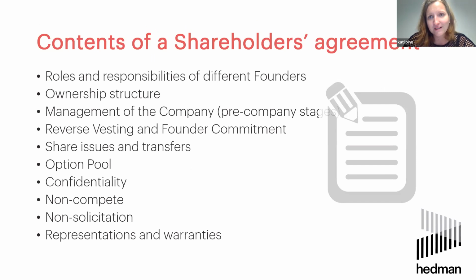Contents of a shareholders agreement. It can differ, but this is generally the idea of what is included in a shareholders agreement. First of all, the roles and responsibilities of the founders, then the ownership structure, who owns what, management of the company. It is different when the company is actually founded, or in the pre-company stages. Reverse vesting and founder commitment: how to make sure that you are actually equally devoted to this idea and nobody leaves, or what happens if they leave.